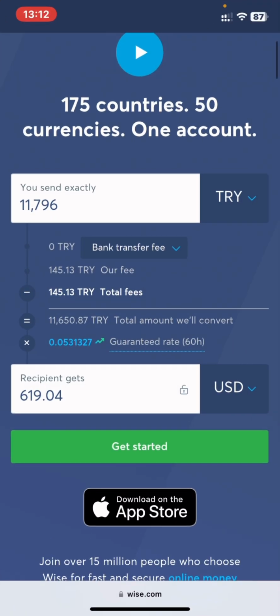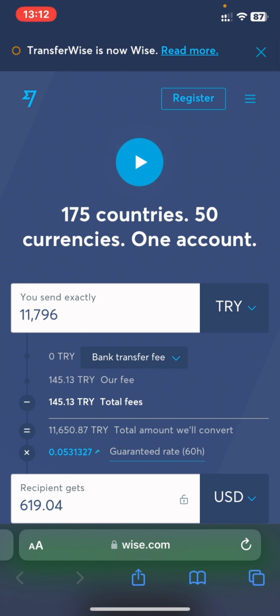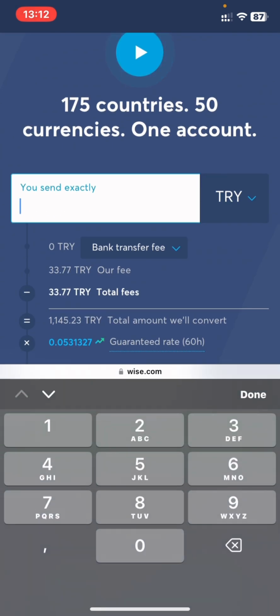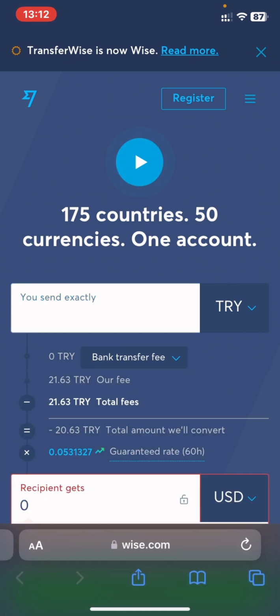You need to come to Wise. Create an account with this platform, wise.com. I'm going to leave the link in the video description so you won't be confused. Over here, you'll be able to have over 175 currencies in one account. So you will have a local bank with this app.